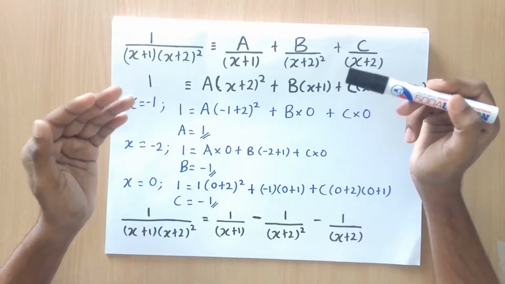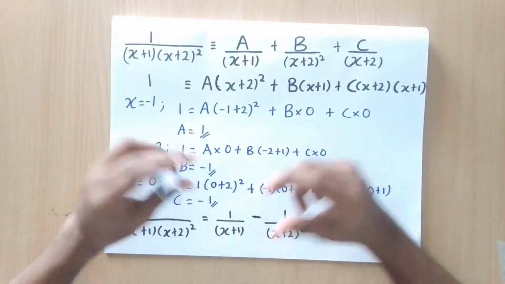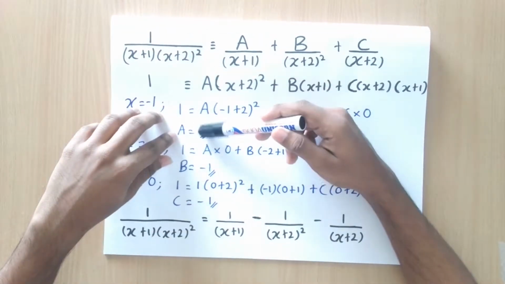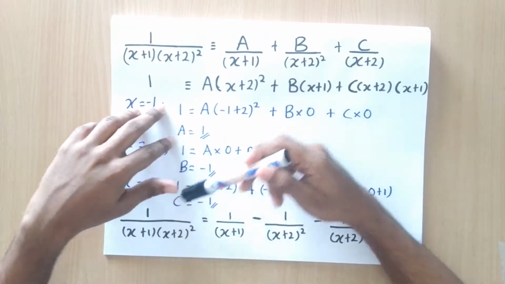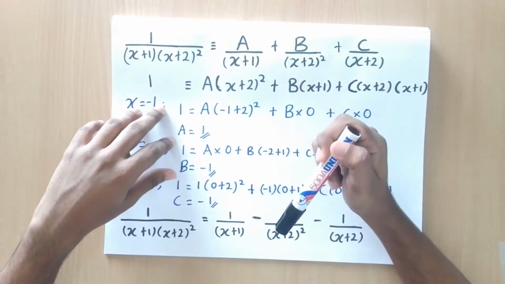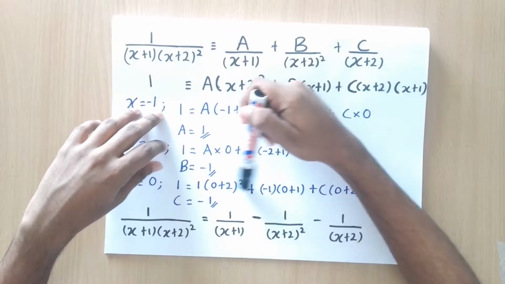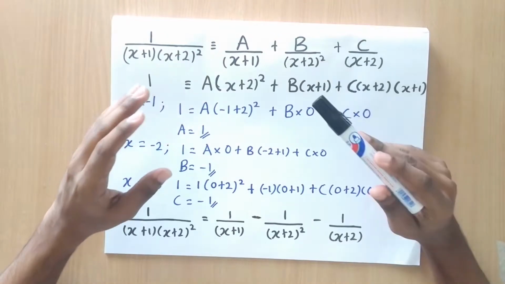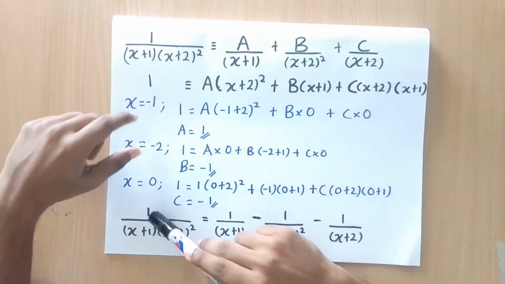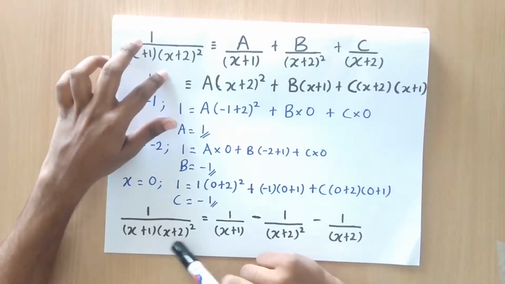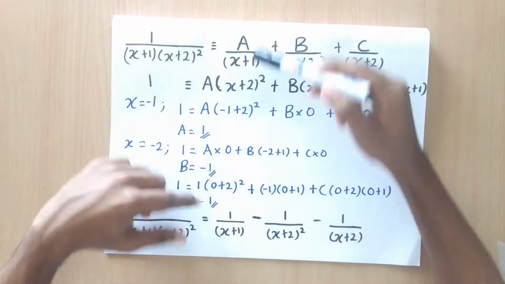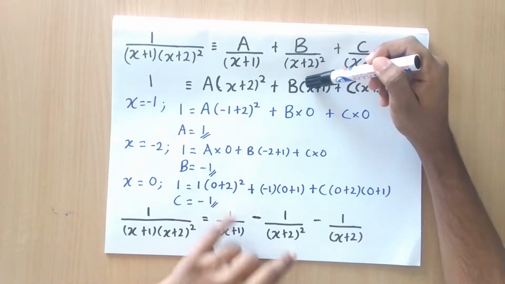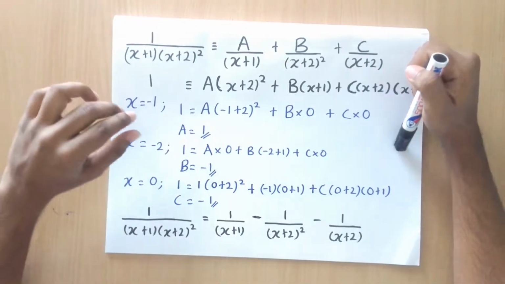Now we substitute any random value. For example, if we substitute x equals 0, since we already know the values of a and b, we can find the value of c by substituting these values in this equation. So we get c equals minus 1. So the final answer would be 1 over (x plus 1) into (x plus 2) whole thing squared equals 1 over (x plus 1) minus 1 over (x plus 2) whole thing squared minus 1 over (x plus 2).